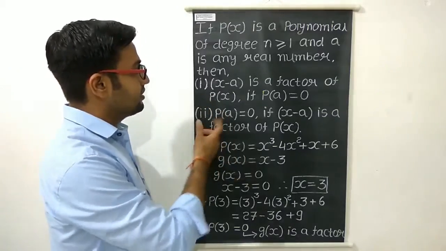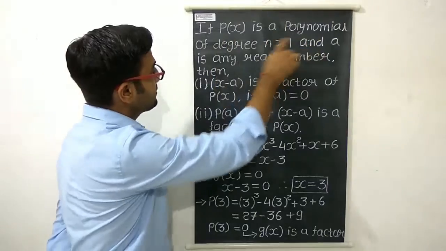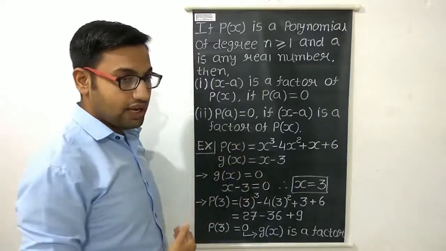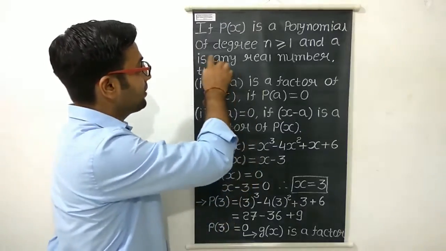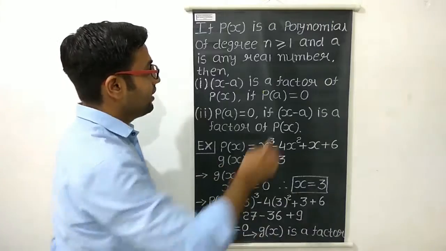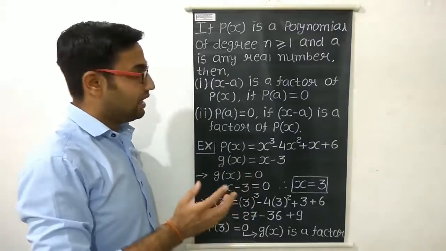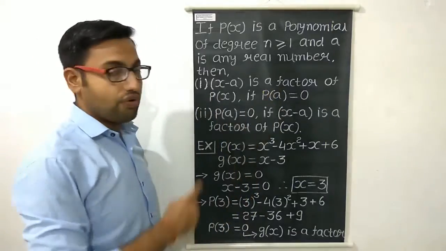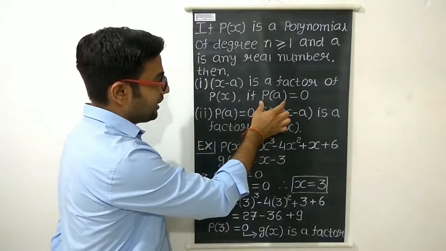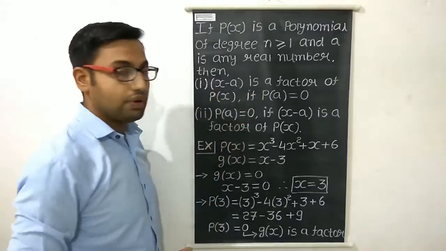Let us understand this again by taking an example. But first of all, see here, what we are given is p of x is a polynomial of degree n greater than or equal to 1. That means the polynomial that we take as a dividend polynomial must have a degree of either 1 or more than 1. And a is any real number, that means a may be a rational number or an irrational number, any number. Then x minus a is a factor of p of x if p of a is equal to 0. This means if we get the remainder equal to 0, then x minus a becomes a factor of p of x.